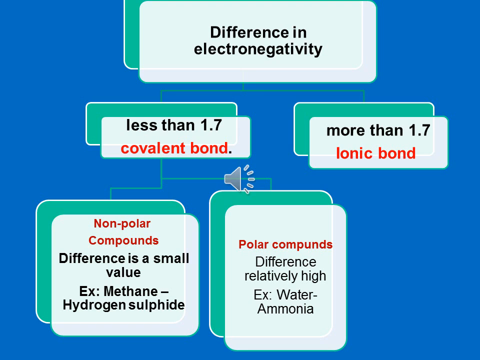The covalent bond has two types of compounds. The compound may be nonpolar or polar. In nonpolar compounds, the difference in electronegativity between the elements is a small value, less than 1.7, like methane and hydrogen sulfide. But in polar compounds, the difference in electronegativity is relatively high. Okay, it's not more than 1.7, but it's still high. Like what? Like water and ammonia.